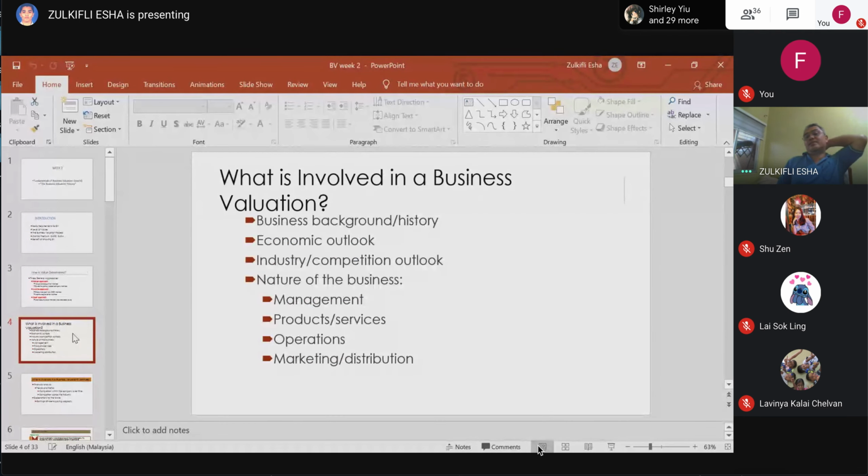So what is involved in a business valuation? Normally these are the steps, or the procedure, or the sequence of a process that you need to follow in valuing a business. First and foremost, you have to have information on the background or history of the company or the business. In order to value the company, you need to know its history and background, and what type of business the company ventures in.